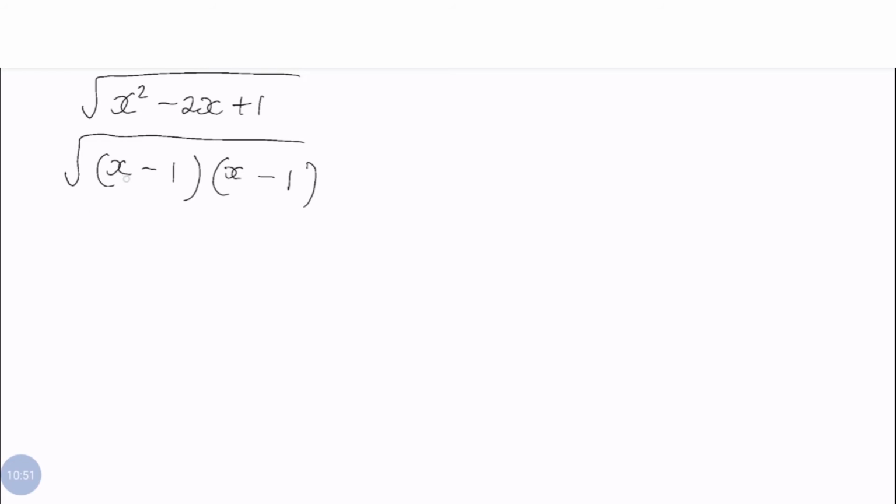So that means it's x minus 1 multiplied by x minus 1. That is the same as root of x minus 1 squared. So this root will cancel the square. That means we are left with x minus 1. So this is our final answer.